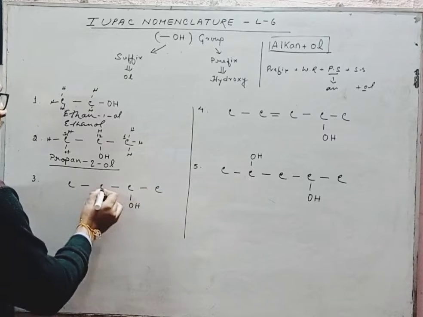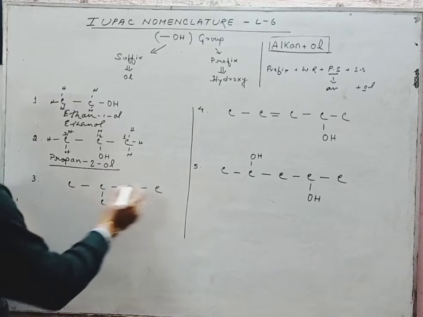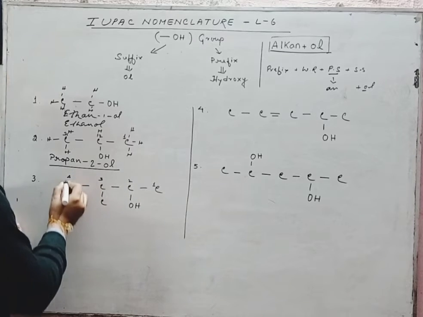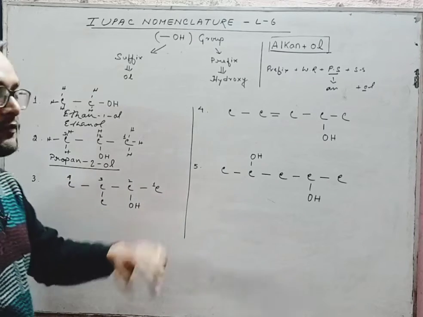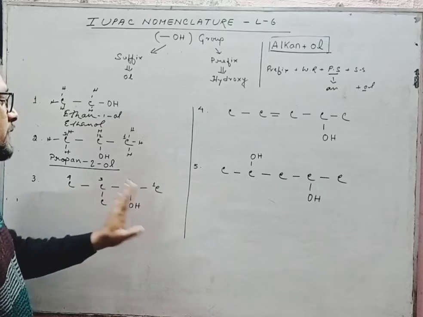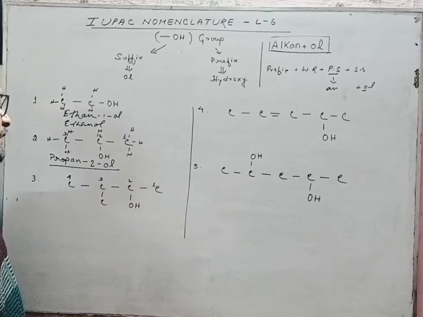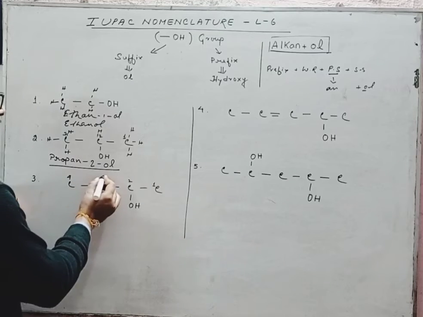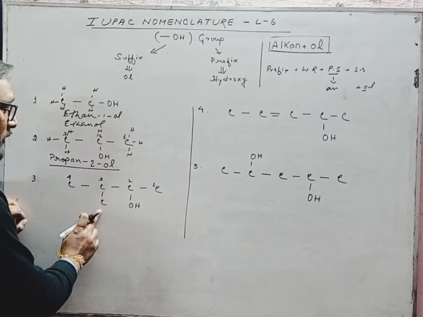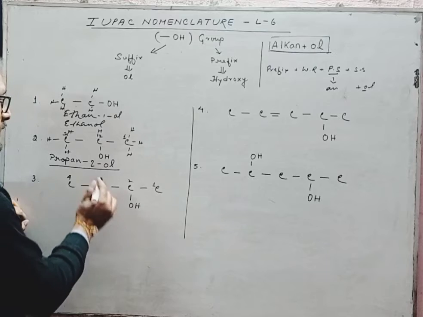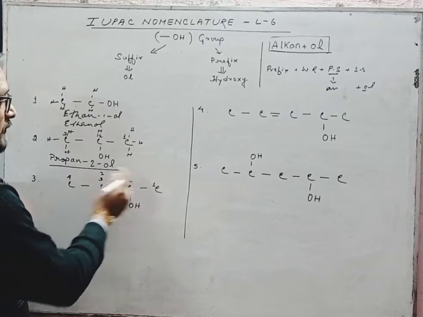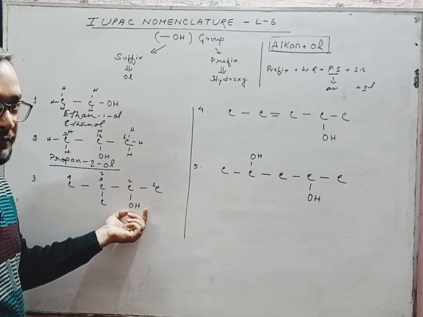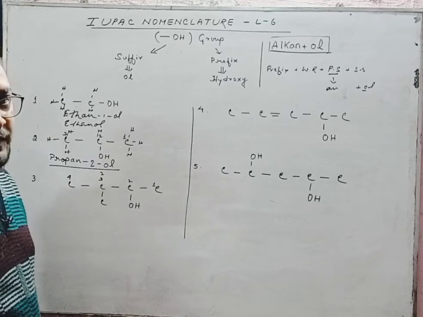So meth, eth, prop, but. Okay, so I'll number from this side again, 1, 2, 3, 4. Now I could have numbered it from this side also. Okay, but when I see that if I number from this side, the first substituent of the functional group is coming in the second position, and from this side also the first substituent of the functional group is coming in the second position. Always give priority to the functional group.